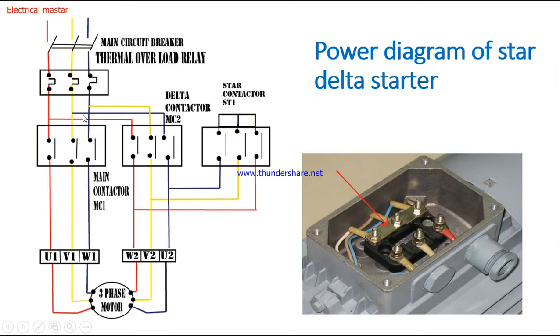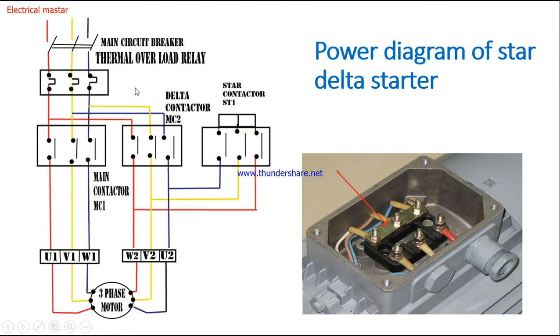I already told you the working of the star delta starter: during the starting time the main contactor and star contactor will pick up, so the motor will run with a star connection. At that time it applies 1 by root 3 times the voltage to the motor, so the starting current of the motor will reduce. Once the motor reaches the rated speed, the timer will change the connection from star to delta. The delta contactor will pick up and feed power to the W2, V2, U2 terminals, and the main contactor feeds power to the U1, V1, W1 terminals. So the motor will run with the delta connection.